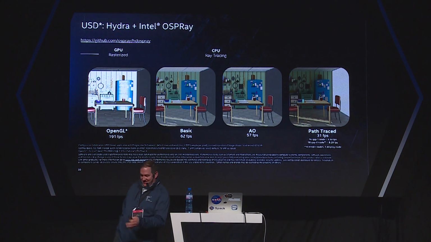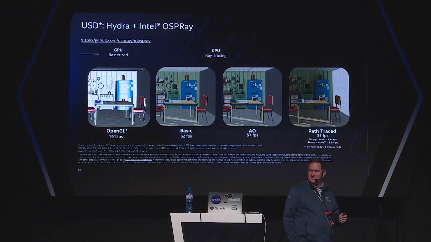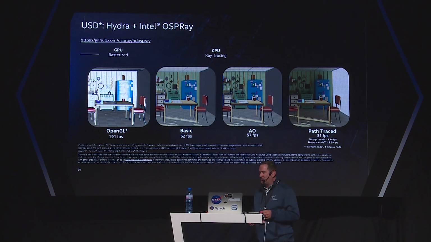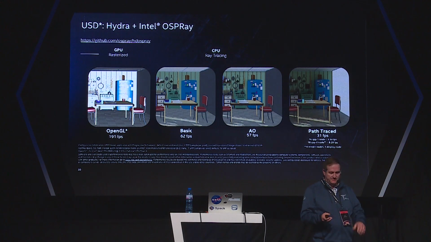So cool. A GPU with OpenGL can do 191 frames per second on this relatively simple scene. I admit it's a simple scene, it's not a large scene. But you don't need 191 frames per second. But when you start using ray tracing, the numbers here are for a single dual socket platform.